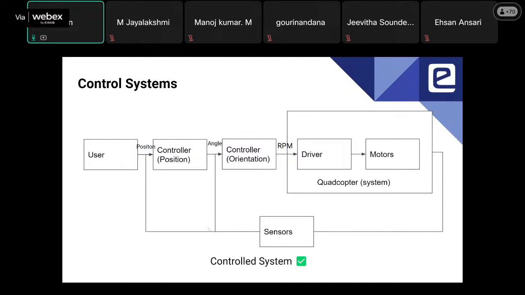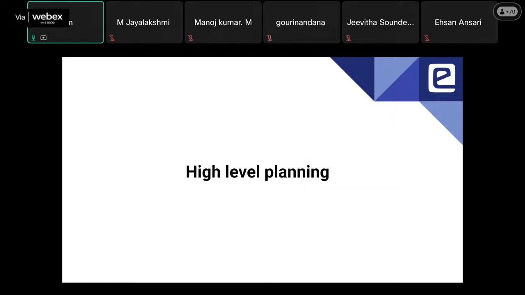And through sensors, we are taking the feedback so that the controller will know what RPM is needed to achieve that particular motion. So this is a brief overview of the control system. I hope everybody understood at least what is happening actually inside. Could you please say yes or no?